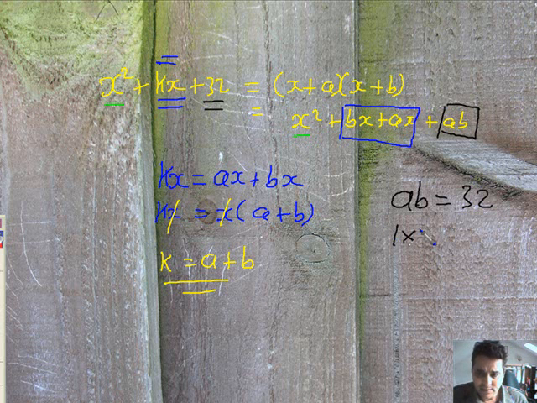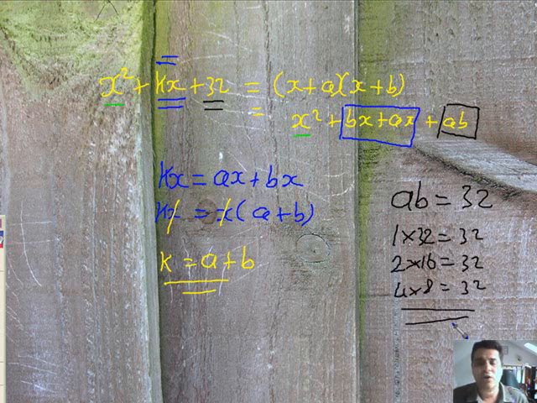Well, I've got 1 times 32 is 32. That works. I've got 2 times 16 is 32. That works. 3 doesn't work. 4 does. 4 times 8 is 32, and that's your lot. So there's the 3 possible ways of making 32 with positive integers.